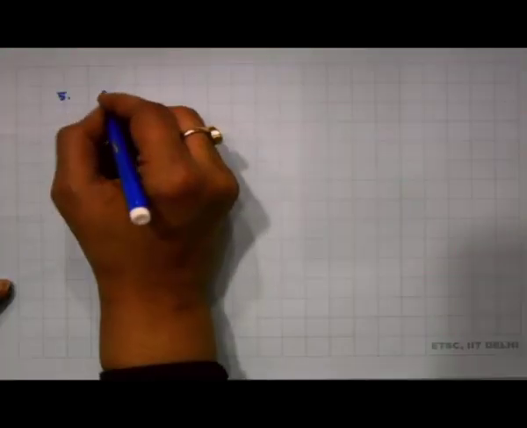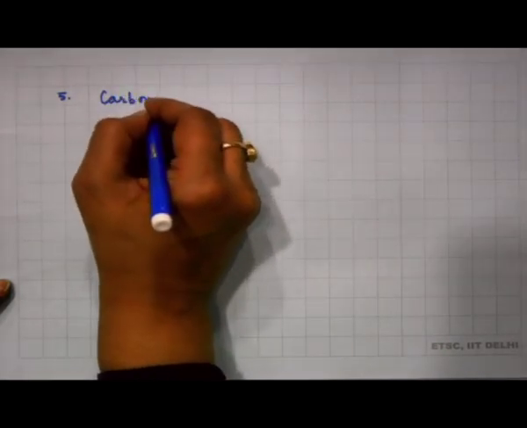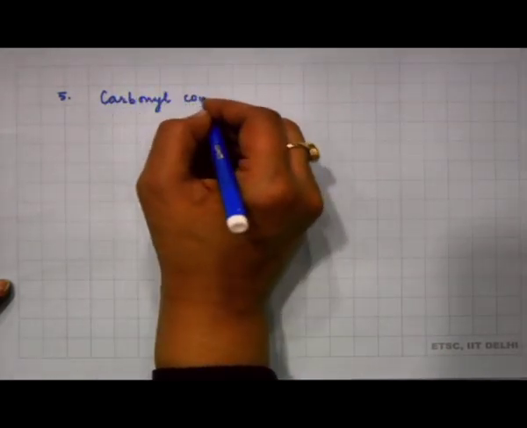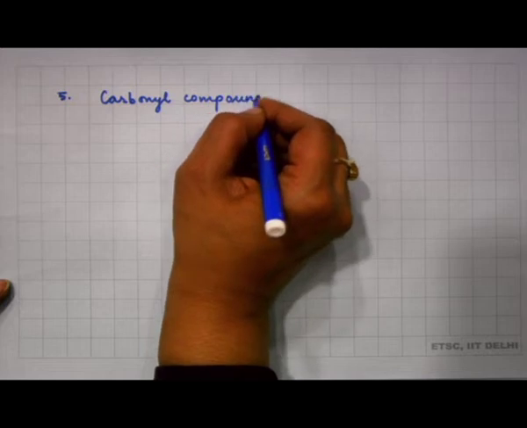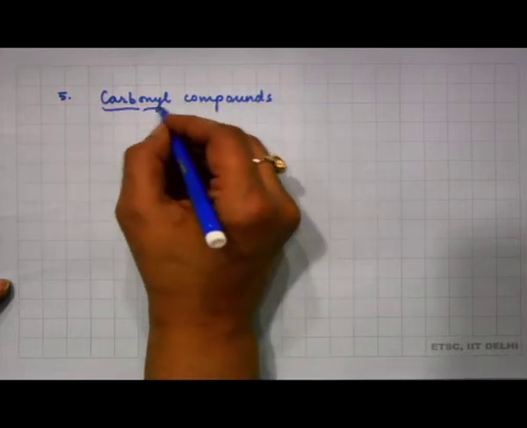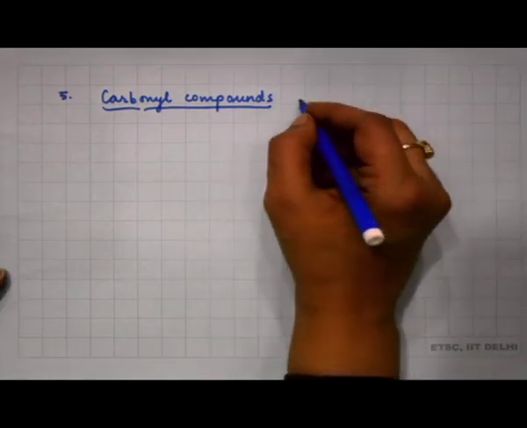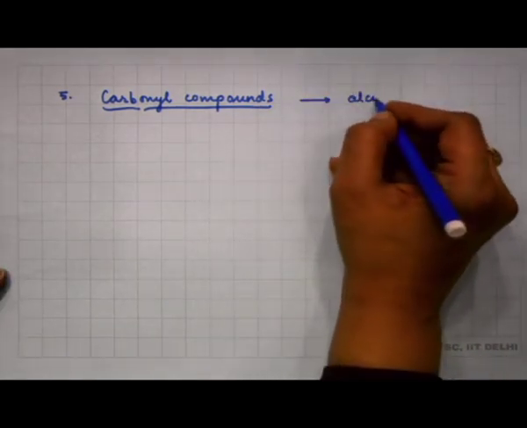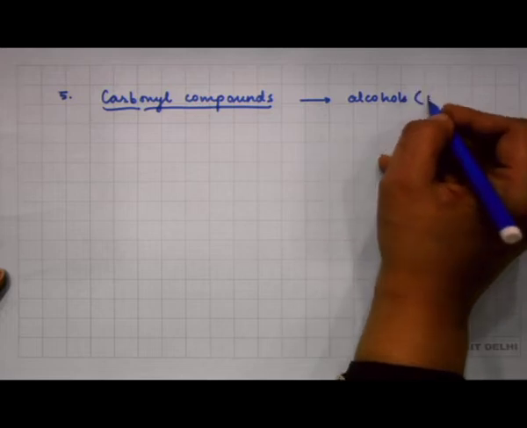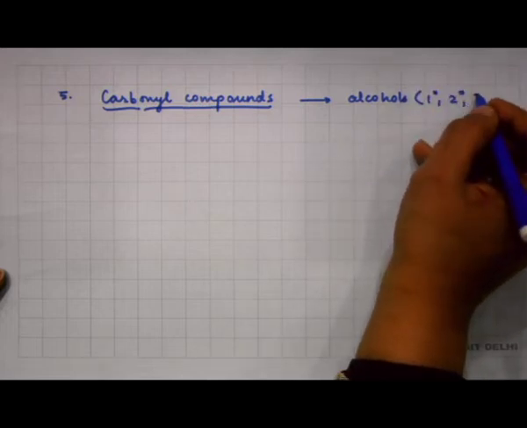Let us look at now one of the most important classes of compounds for making alcohols, that is the carbonyl compounds. Carbonyl compounds have a huge substrate scope, a very huge versatility. So, the carbonyl compounds can be converted to alcohols. These alcohols can be 1 degree, 2 degree, 3 degree.